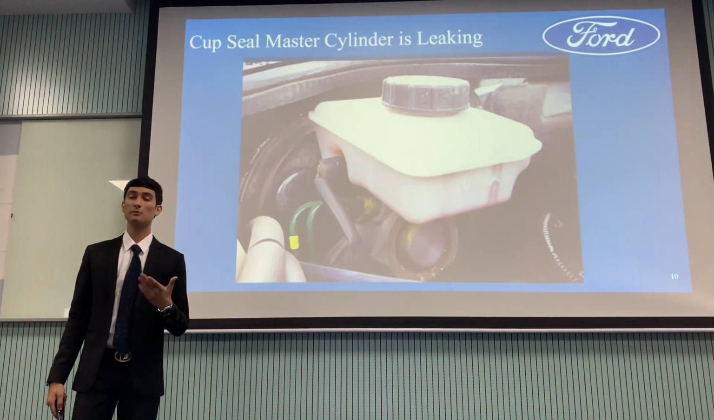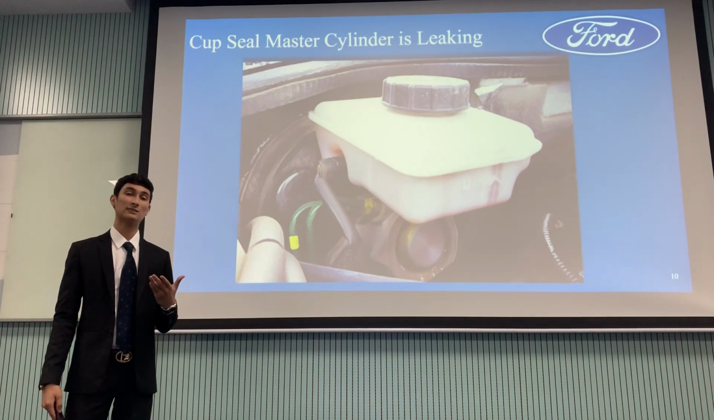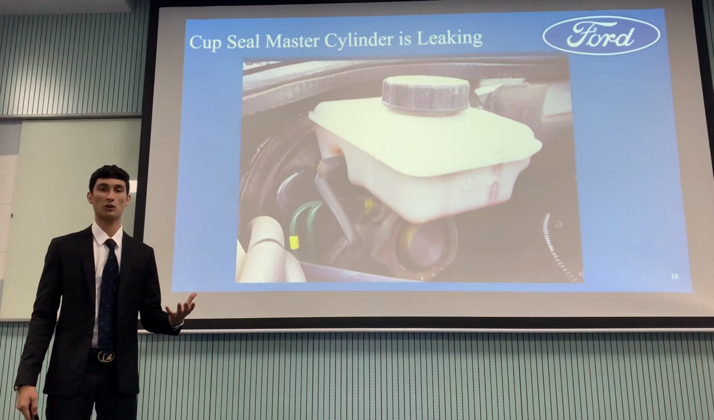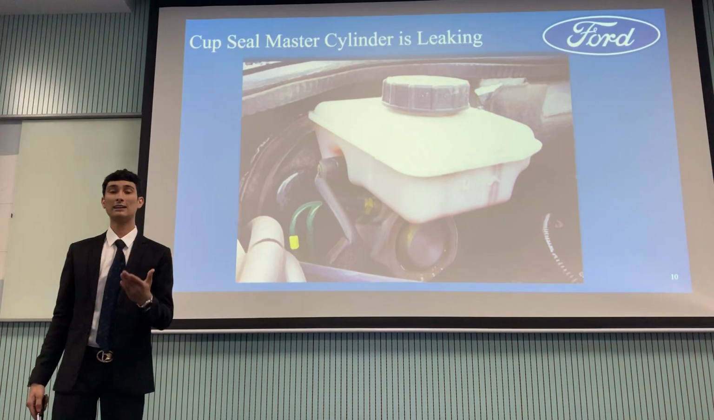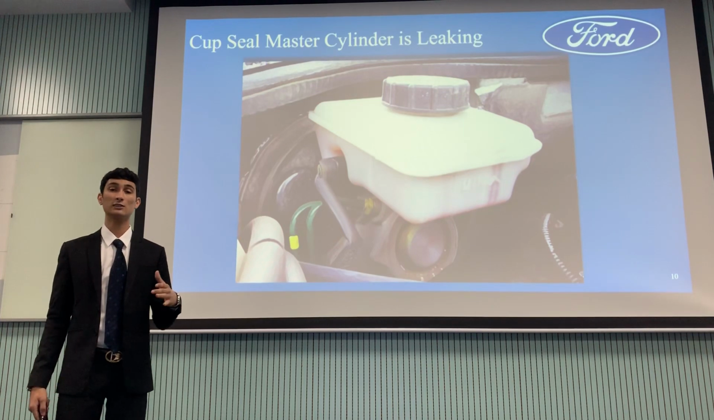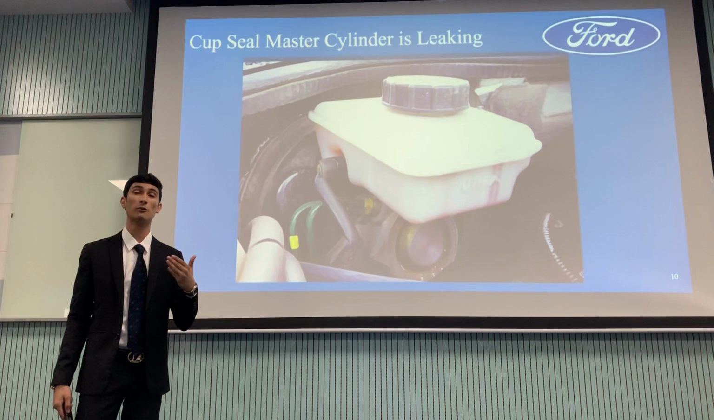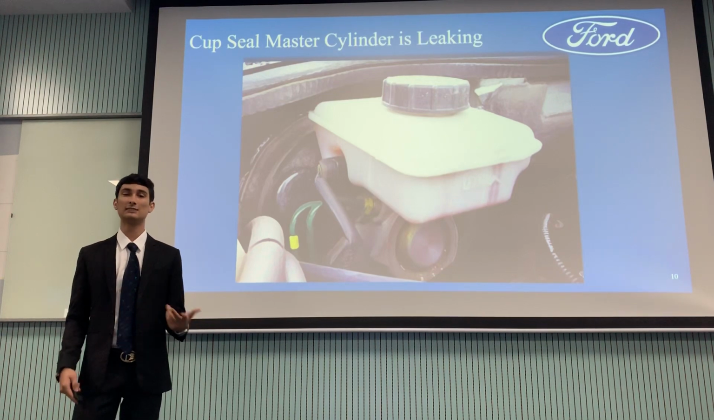Next, we have the cup seal master cylinder, which leaks. The cup seal master cylinder is part of the car's braking system, so it's very vital to a car. If there is leakage in this component, air can get into the pipes and cause a lack of pressure in the pipes, which means you can lose some of the braking power of the car or lose all your braking power. A car with no brakes is just an accident waiting to happen.